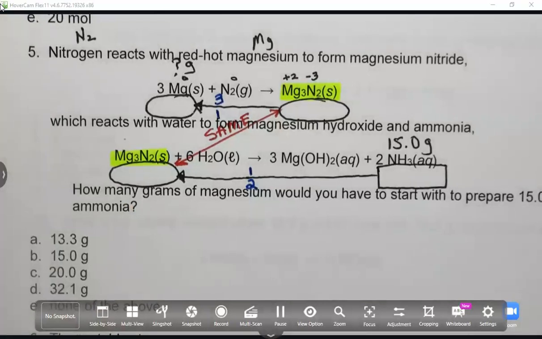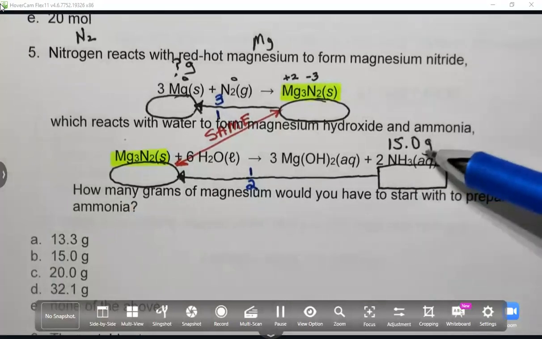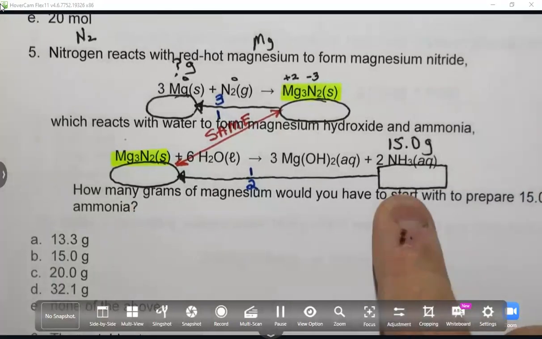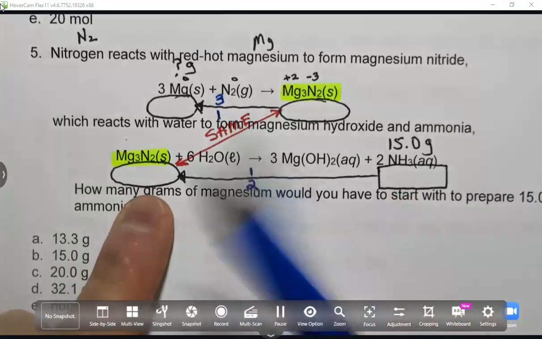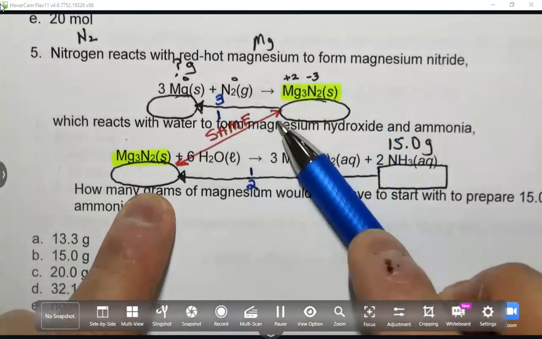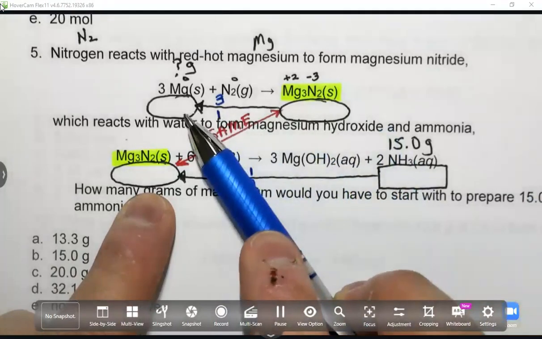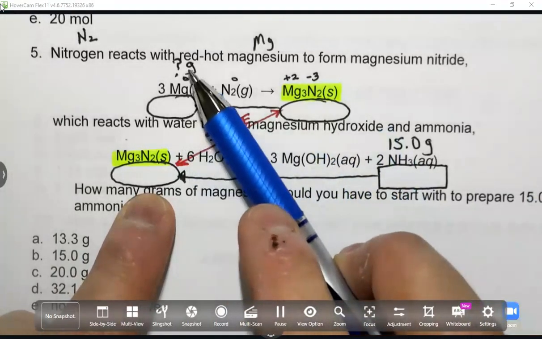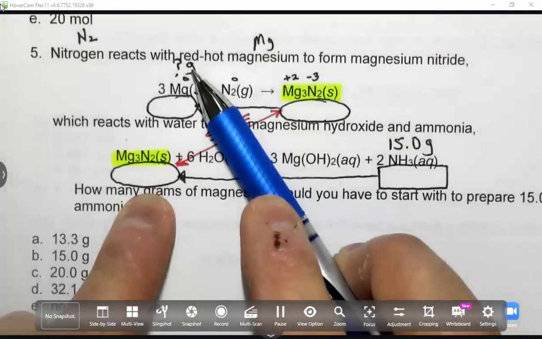Okay, so you can convert grams to moles, moles to moles. The moles that you start out with for this reaction were produced here, and then moles to moles again, and then moles to grams.